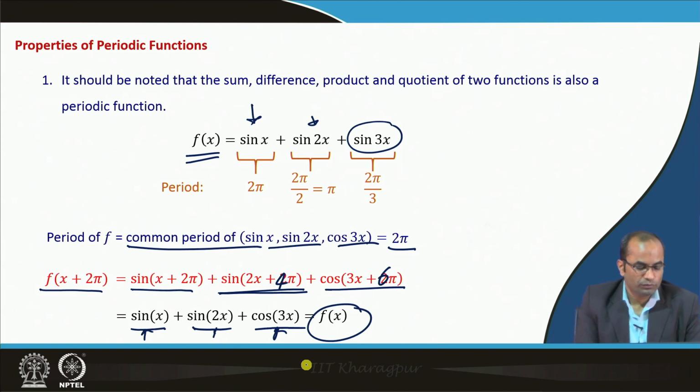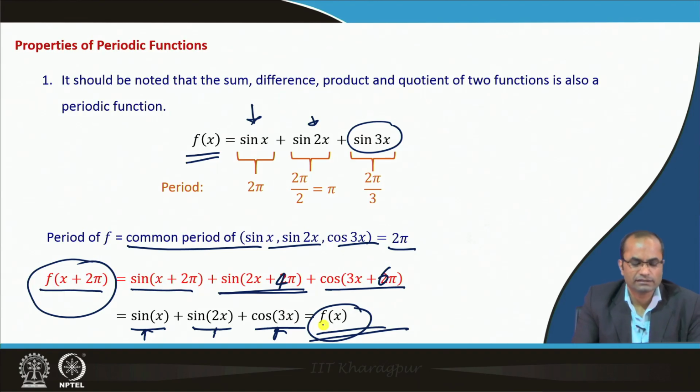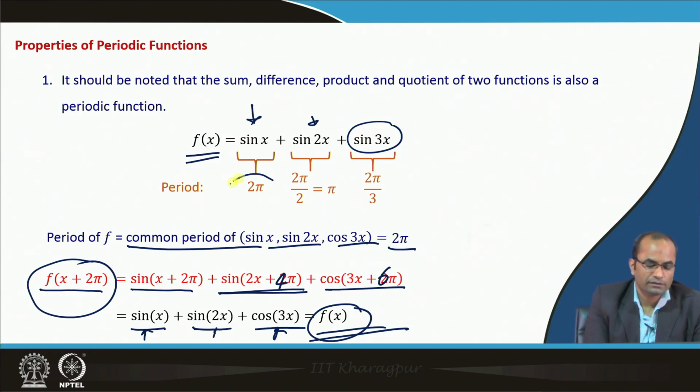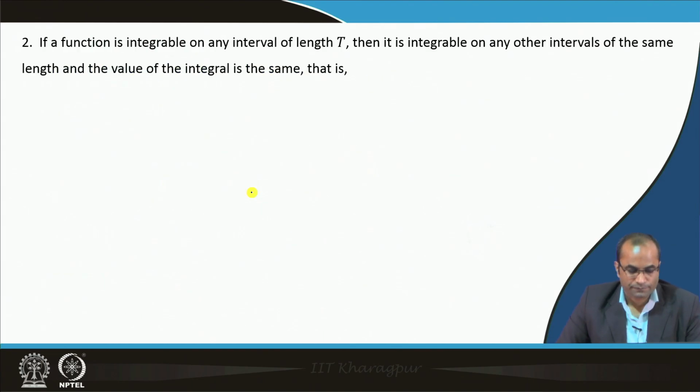with period 2 pi, because f x plus 2 pi gives us f x. This is indeed the fundamental period, because the common period is 2 pi and there is none less than 2 pi. So that is also going to be the fundamental period.